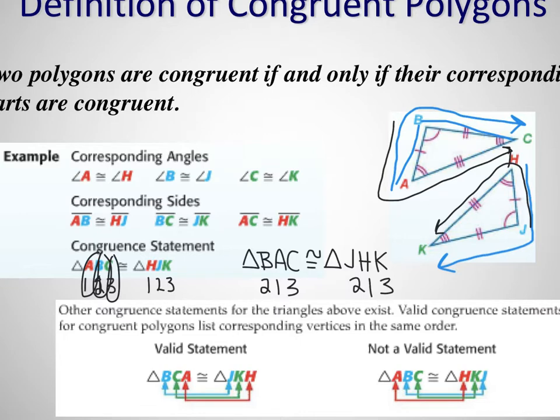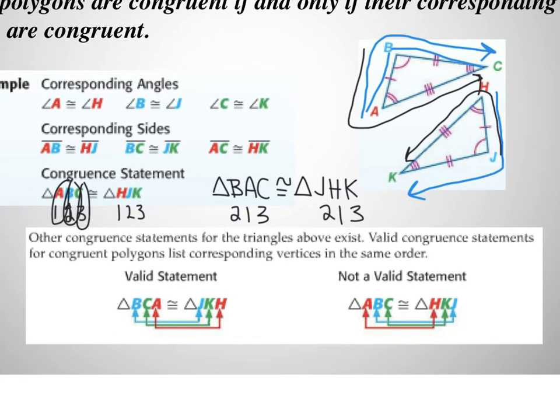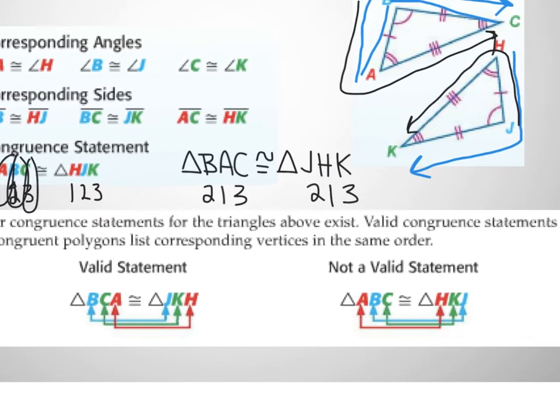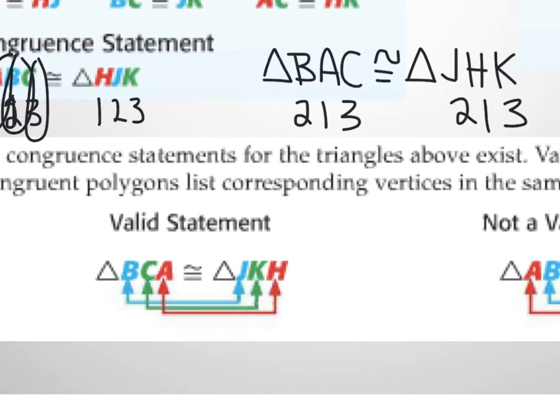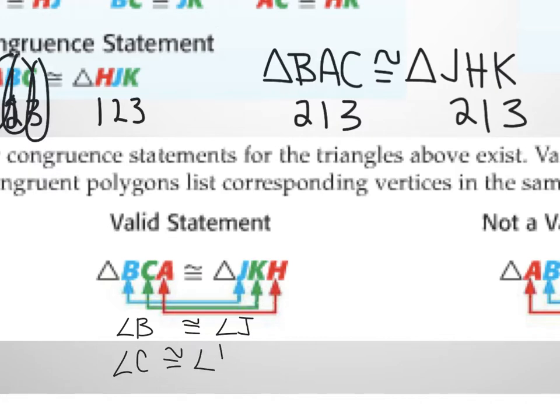So, as I just said, other ones exist. As long as they match up with colors, it's a lot easier. But like here, ABC does not match up to HKJ because this congruency statement, when it's correct, without even looking at a picture, I would know angle B is congruent to angle J. How do I know that? Because B is the first letter of my first valid congruency statement. J is my first letter in the second one. Angle C, I would know automatically, is congruent to angle K.